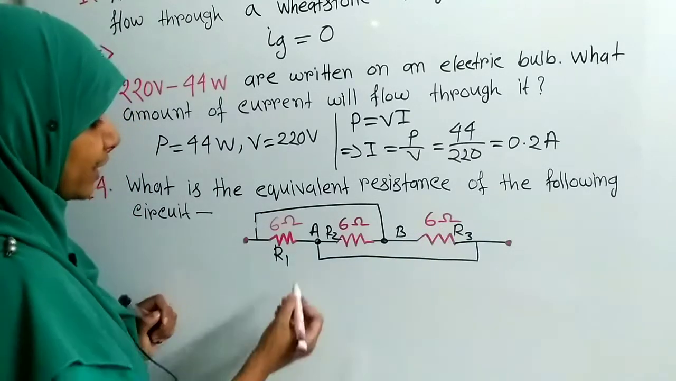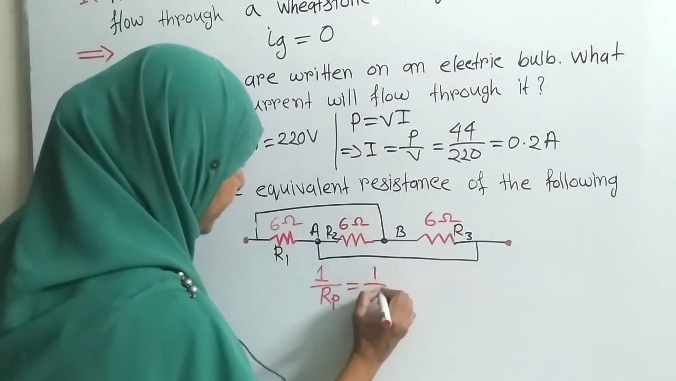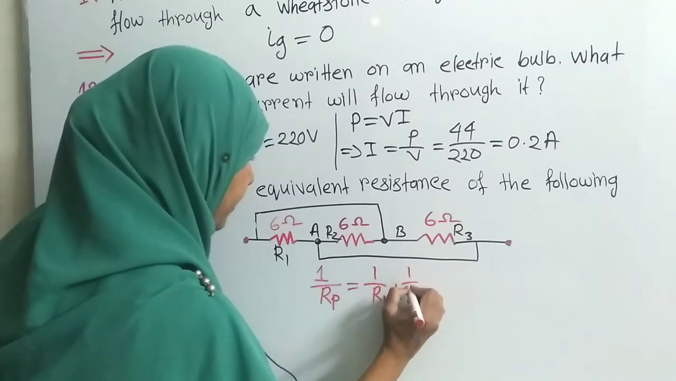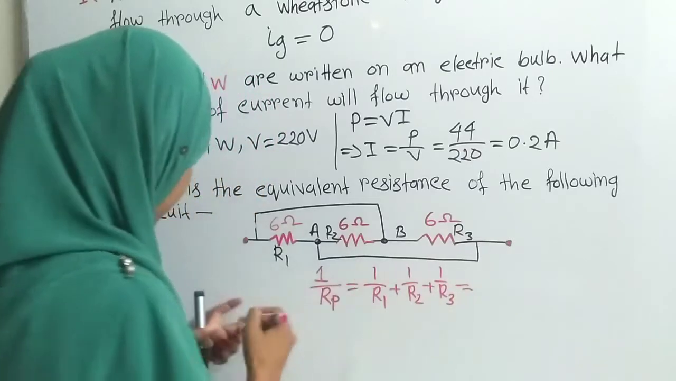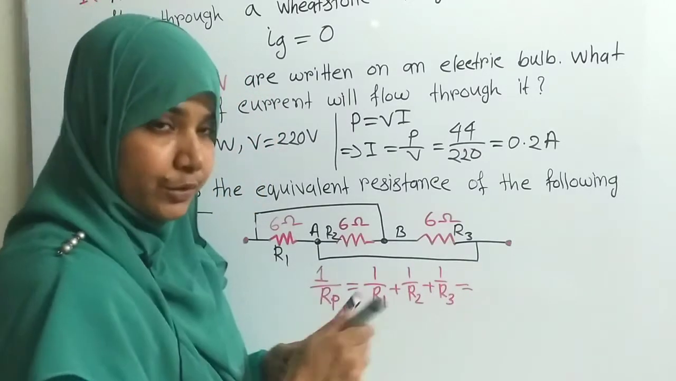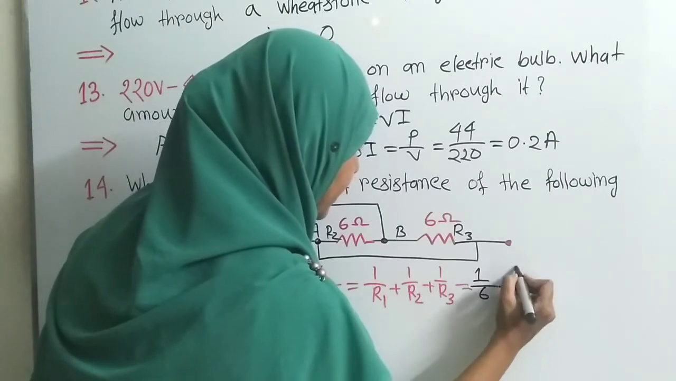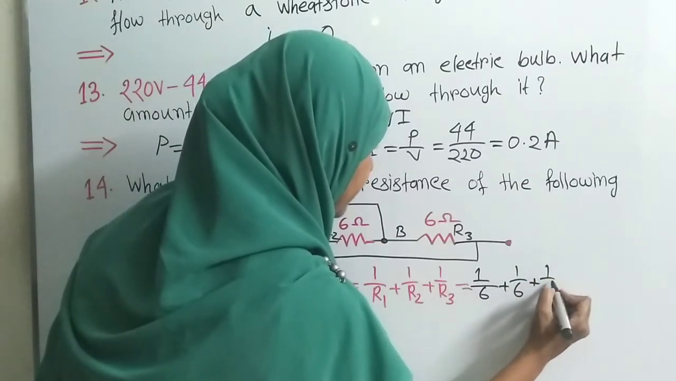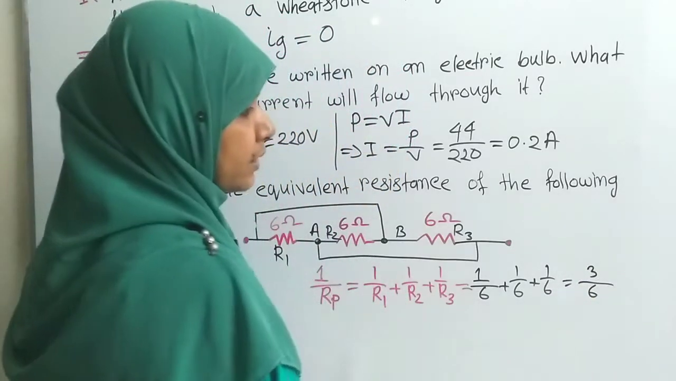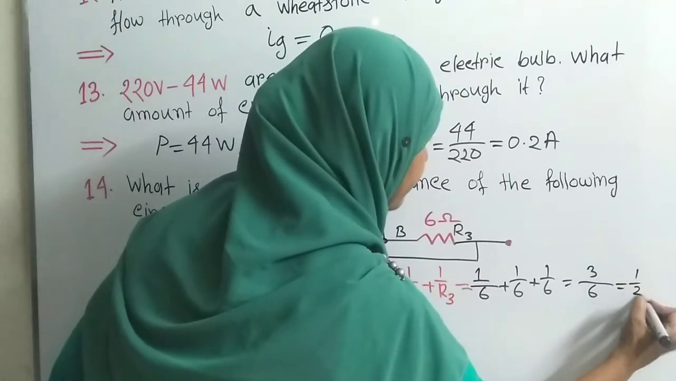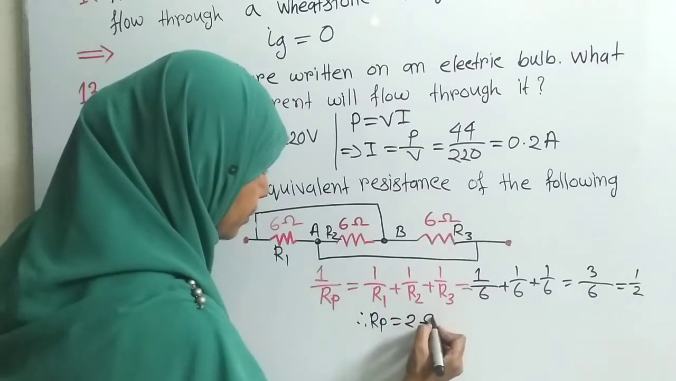Okay, now we can say that 1 by Rp is equal to 1 by R1 plus 1 by R2 plus 1 by R3. Now the values of R1, R2 and R3 are the same, so we can write that 1 by 6 plus 1 by 6 plus 1 by 6, that is 3 by 6, so the value will be half, or the value of Rp is equal to 2 ohm.